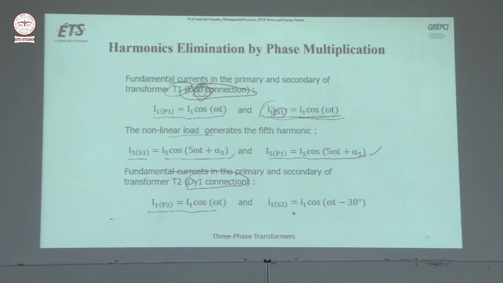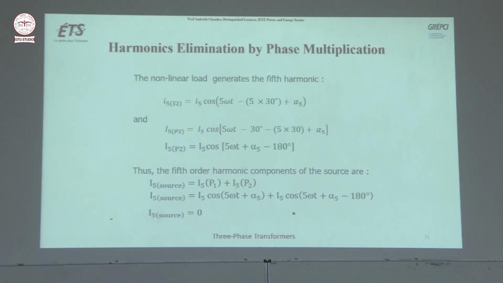This is the primary side current of the second transformer. And in the secondary side, this is one connection. The secondary side voltage is lagging behind 30 degree. So the current is lagging behind 30 degree. Okay. Now let us see the 5th harmonic. What will happen to the 5th harmonic of this second transformer DY1? Okay. So we were having minus 30 degree.